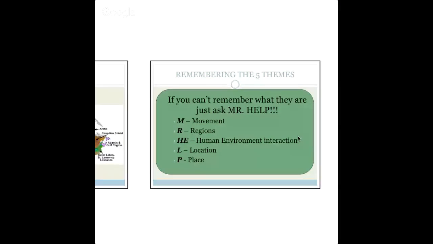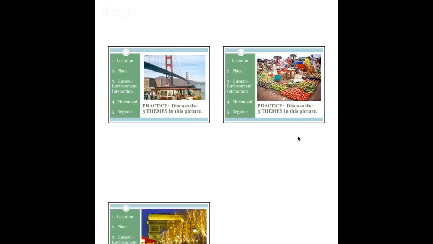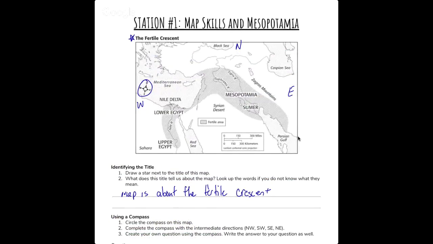Remember the 5 themes of geography. So we talked about Mr. Help. And Mr. Help, of course, stands for M is for movement, R is for regions, L is location, and P is for place. So we went over the 5 themes of geography, and we made sure that we understood them. And then we started talking about Mesopotamian geography. And we visited 5 stations over a few days, right?